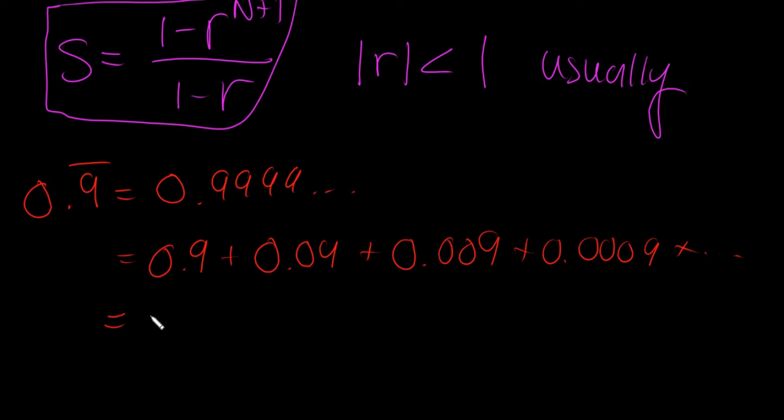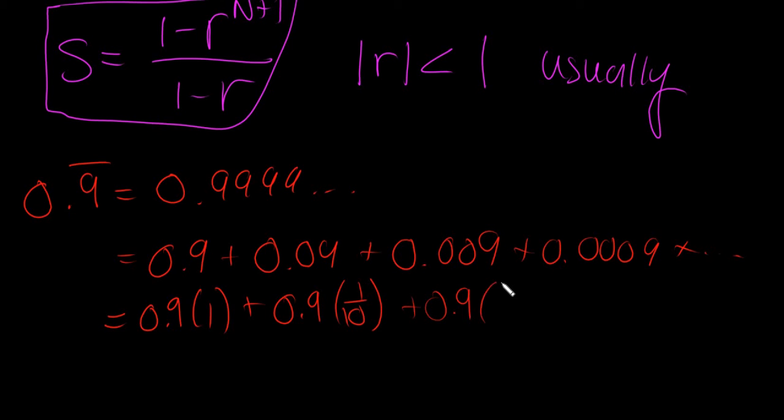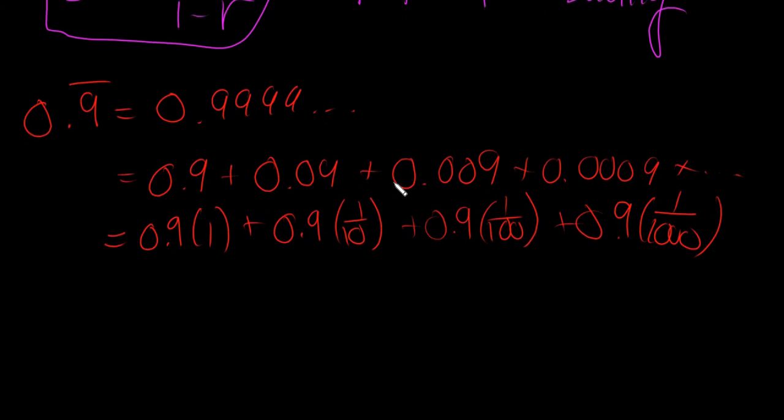Well, what is this? Actually, I'll do it a simpler way. This is 0.9 times 1. This is 0.9 times 1/10. This is 0.9 times 1 over 100. This is 0.9 times 1 over 1,000. And you're going to start to see the geometric series show its face. One sec while I scroll down a little bit.